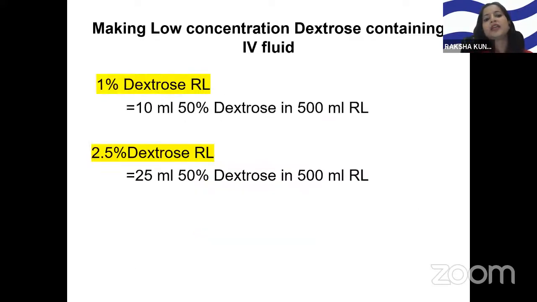And if you want to make it in bulk, like in a bigger bottle, if you want to make 1% dextrose Ringer lactate, then you can add 10 ml of 50% dextrose to a 500 ml bottle of Ringer lactate. Or if you want to make it 2.5% dextrose, then you can add 25 ml of 50% dextrose to a 500 ml bottle of Ringer lactate. This is how you make 1%, 2.5% or 2% dextrose solution for the patients.